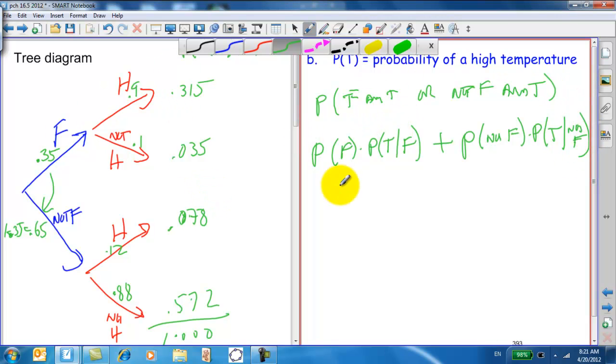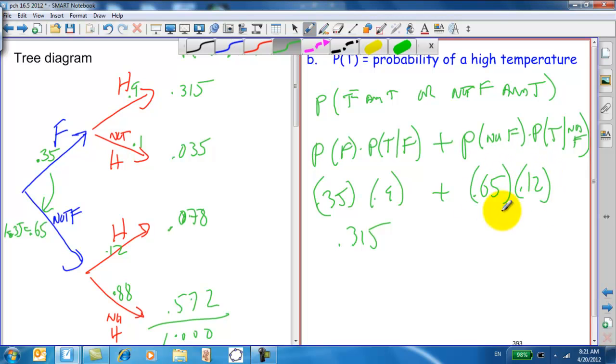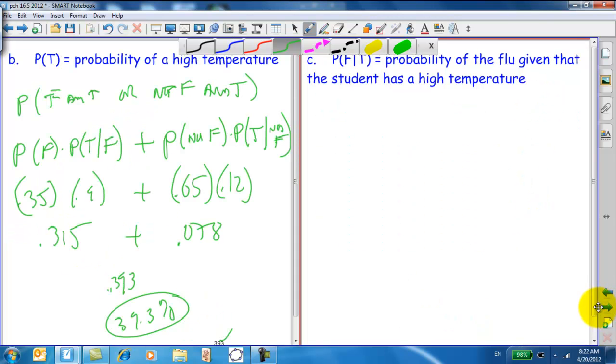We've already done it on the chart here, and that's basically 0.35 times 0.9 to get 0.315. But also there's the scenario of not having the flu, 0.65 times 0.12, and that gives the 0.078. And so we add up those two, 0.315 and 0.078, and you get 0.393. So 39.3% of the student population has a high temperature.